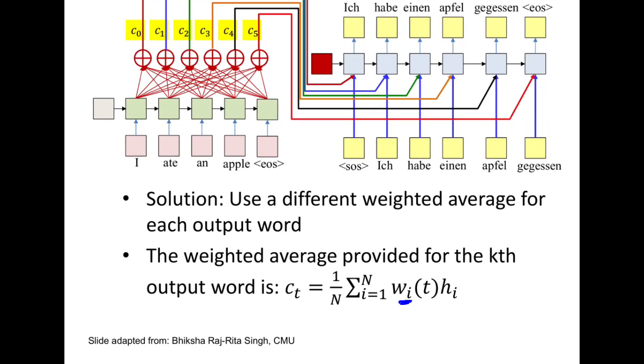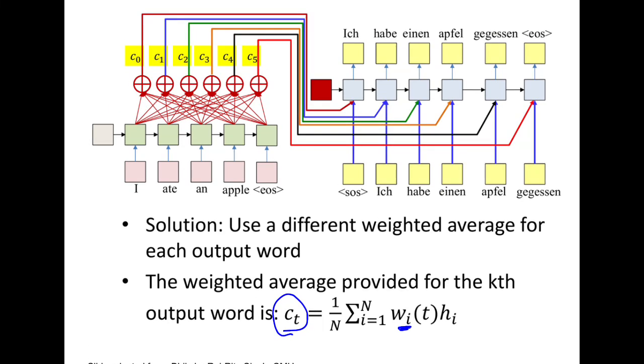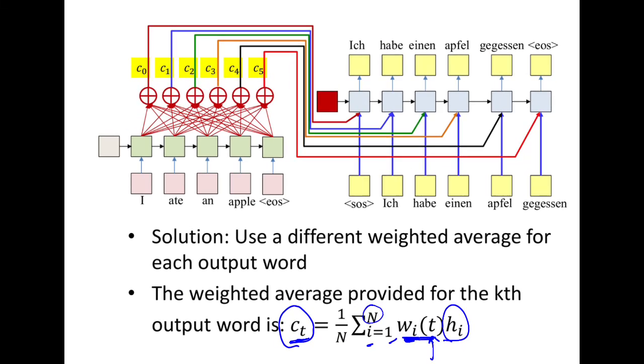So at time step t in the decoder, I pass the context C of t, which is the sum of all the hidden states of the input, i is 1 to n, where n is the length of the input, weighted by w_i of t. So w_i is the weight for the ith hidden state in the encoder. Now this is time dependent, this is output dependent. So I can give different weights to different states and I add them up and then I pass them to the decoder. So how does this work?